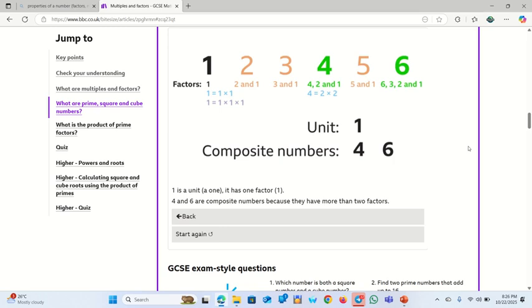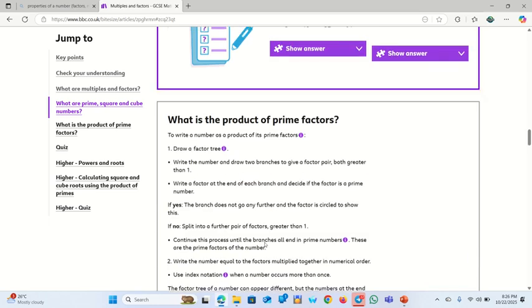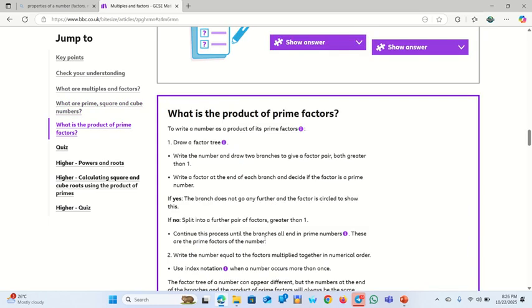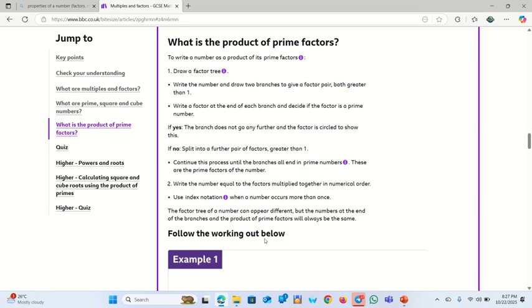Good. So 1 as a factor is a square and a cube, and 4, of course, is also a square. We have the unit 1 and the composite numbers, which are 4 and 6. That's 1, 4, 6. Good. So let's look at the product of prime factors. Can you read that for me?